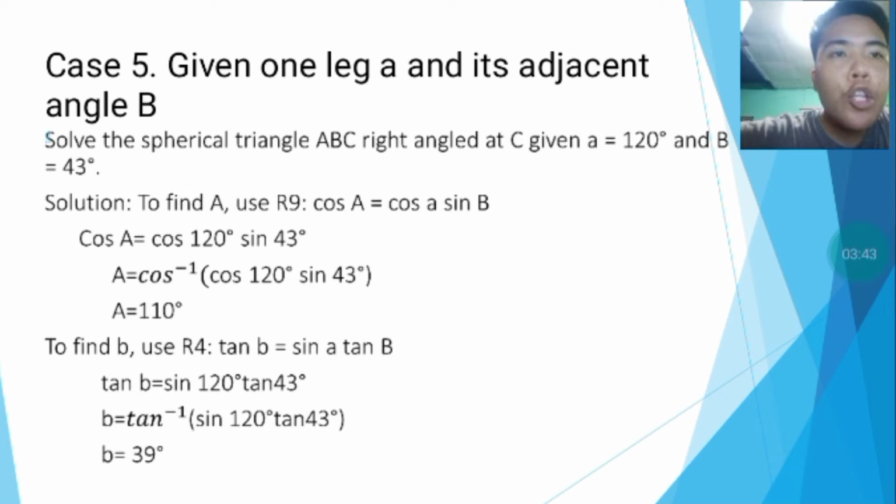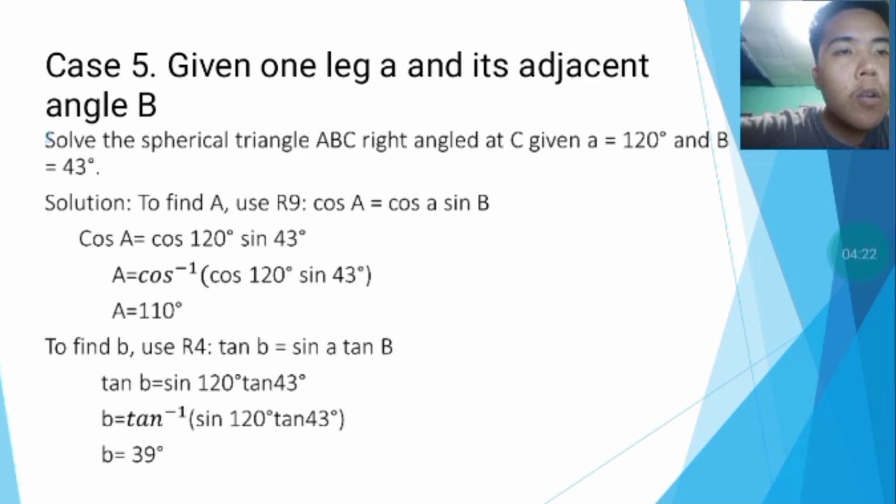We all know that big letter C is 90 degrees. Then small letter a is 120 degrees, and B is 40 degrees. We have to find the big letter A, small letter b, and small letter c. Solution: to find the big letter A, use R9 because you have this given. Cos A equals cos a sine B.